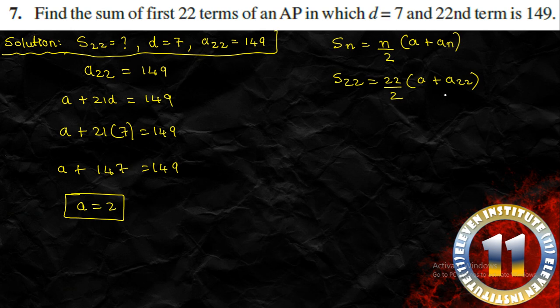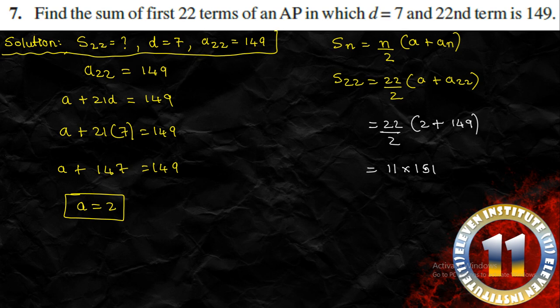But when first and last term are given to you, or you have found them out, you will definitely use an easier formula, right? So what we do is, here 22 upon 2 will remain as it is. Instead of A we will write 2, and instead of A22 we will write 149. So 149 plus 2 will give you 151, and 151 will not be divisible by 2. So we divide 22 by 2, that is 11, and that will be multiplied by 151.